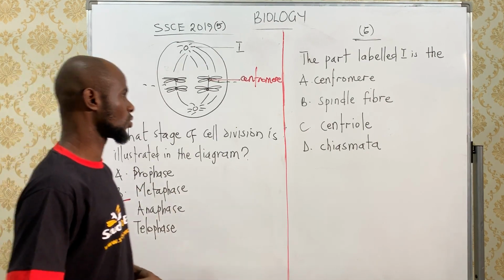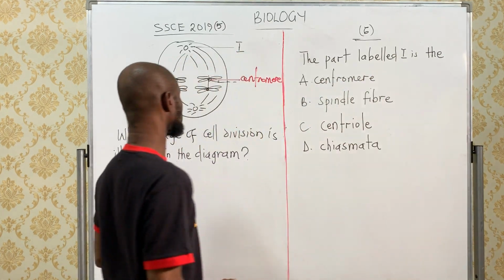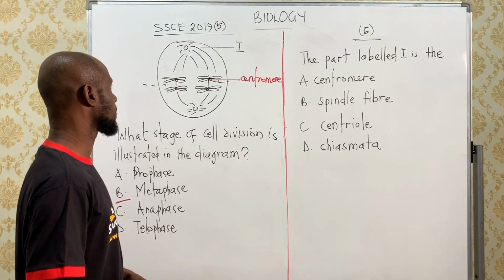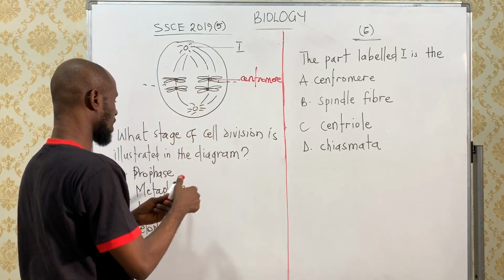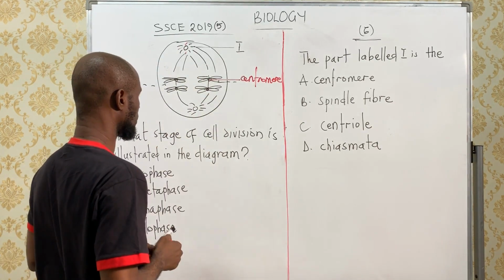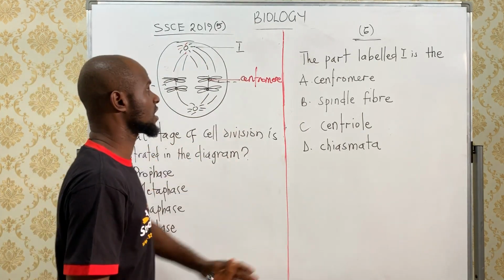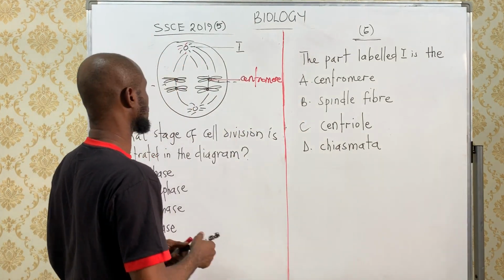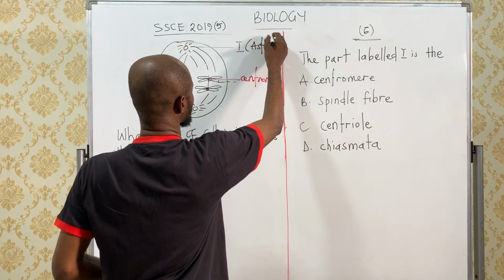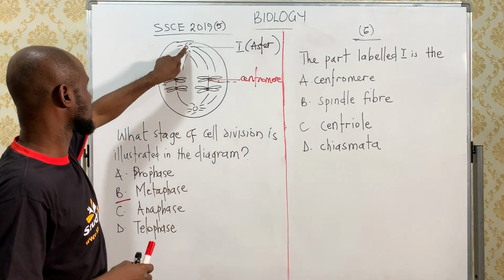So let's go to the next question, number 6. The part labeled 1 is the dash. This diagram, we need to analyze some major parts here. The first one is that you have a radiation coming out of this structure. If that is what is meant in this diagram, the answer is going to be the aster. The asters are smaller microtubules that radiate out of the centriole.